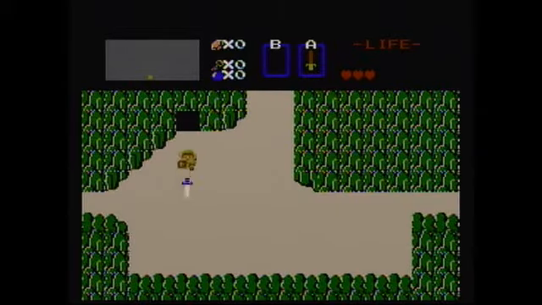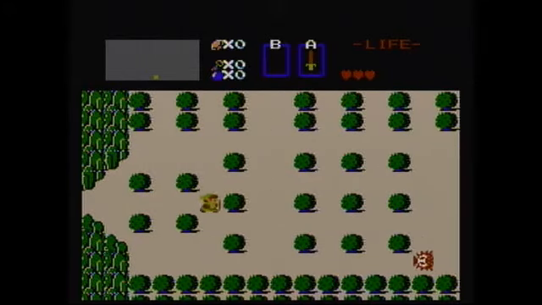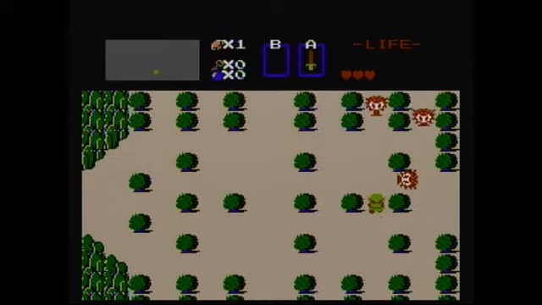You gotta concentrate. We're actually playing this on the virtual console, since I don't actually own the cartridge for the original Legend of Zelda. I kinda wish I did, but I can't say that I do. Hopefully, get it soon.